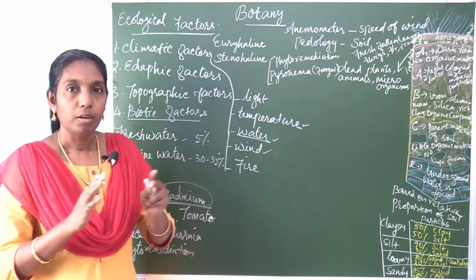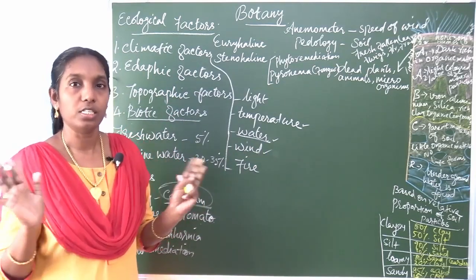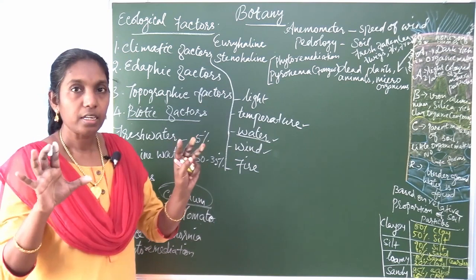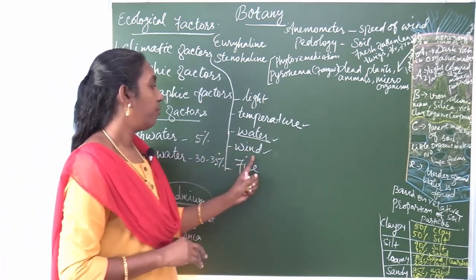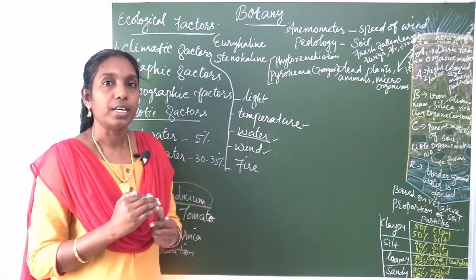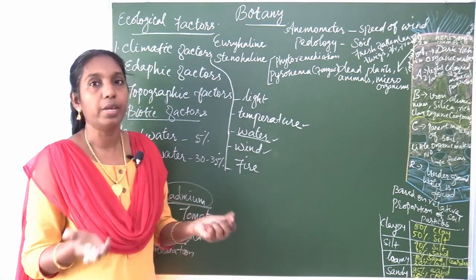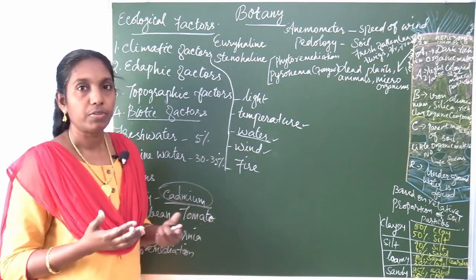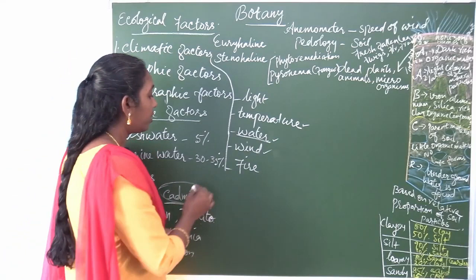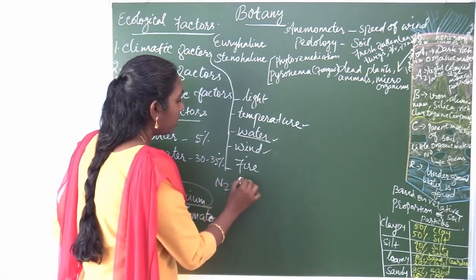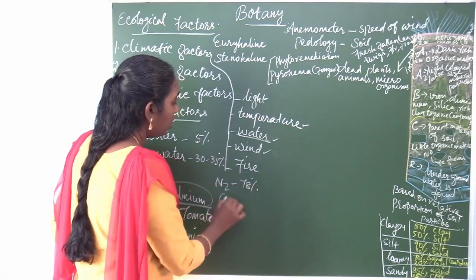Wind is air in motion. What is wind? Air in motion is called wind. The wind affects the vegetation in many ways. In the atmosphere, there are a number of gases like nitrogen, which is 78%.